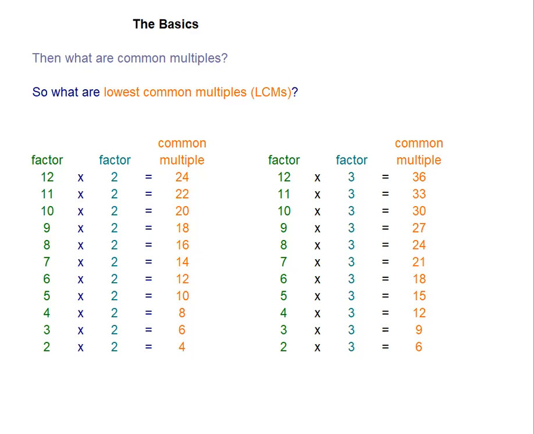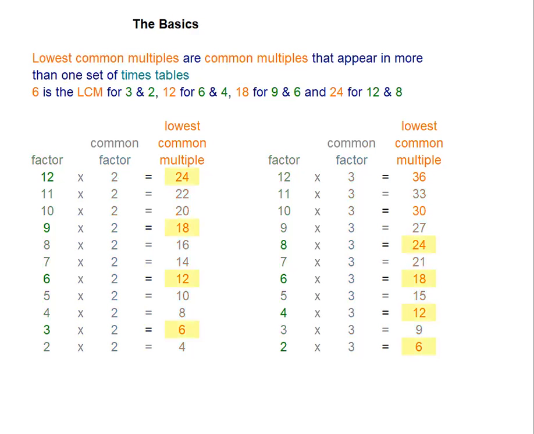So what are lowest common multiples? Well, as with our highest common factors only coming into play when there were more than one times table, the same applies to lowest common multiples. If we look at our 2 and 3 times tables, we will notice that they have common multiples of 6, 12, 18, and 24. But not only are they common, they're the lowest common multiple. Why? Well, because they are.